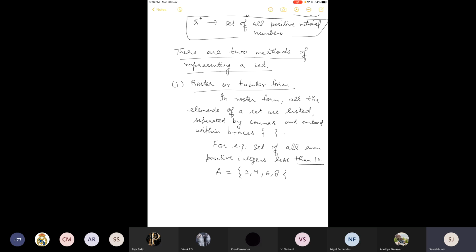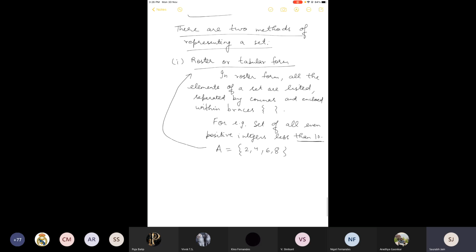What we have to do in this form is write all the elements. They should be separated by commas and then enclosed within braces. Such a method of representation of a set is called roster form or tabular form. Very simple.